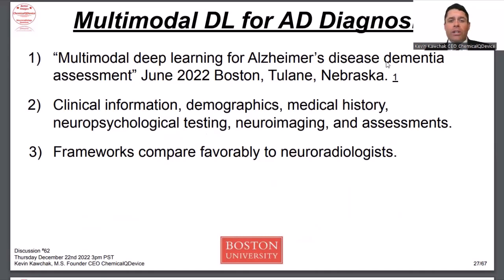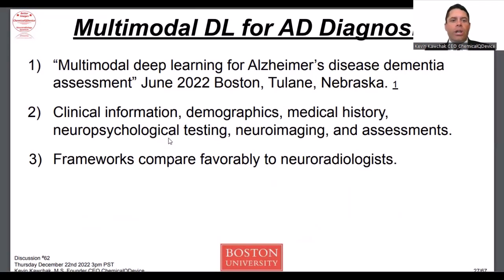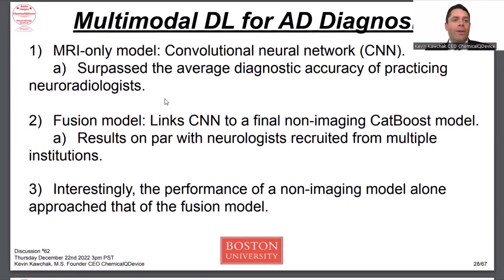So basically in all these things, this is a paper from Boston University, Tulane, and Nebraska, and it's looking at clinical information, demographics, medical history, basically an assessment, another one of these kind of diagnosis papers. And what they found was basically their approach was favorable to neuroradiologists who, if they did it on their own, got similar results. And that's not necessarily a bad thing because they tend to be overworked. And I've heard reports as far as having dozens of neuroradiologists in the same room trying to figure things out, basically.